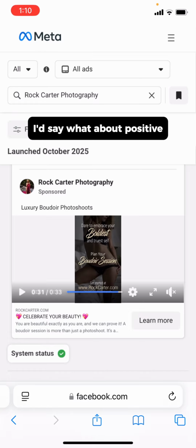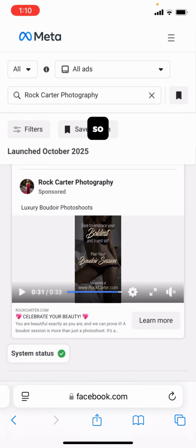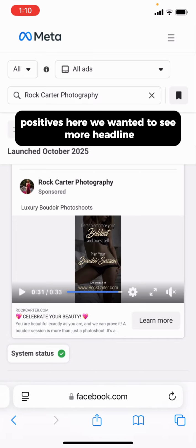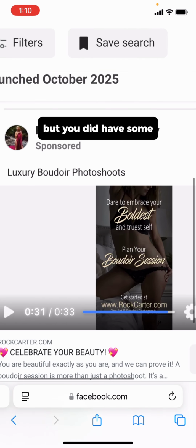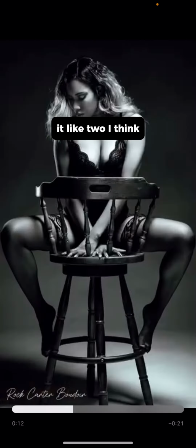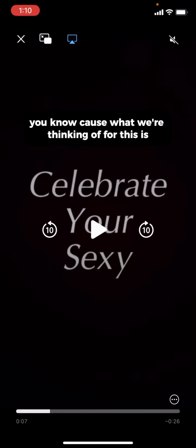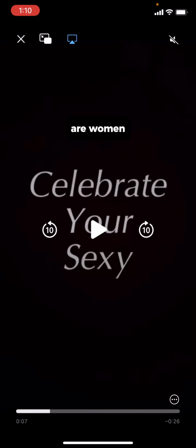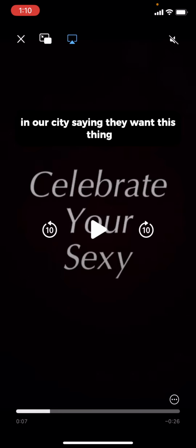So I missed the negatives. I'd say, what about positives? Positives here. We wanted to see more headline, but you did have some, like 2, I think, in here. Celebrate your sexy. That's a positive, because what we're thinking of for this is, are women in our city saying they want this thing, celebrate their sexy as a positive?